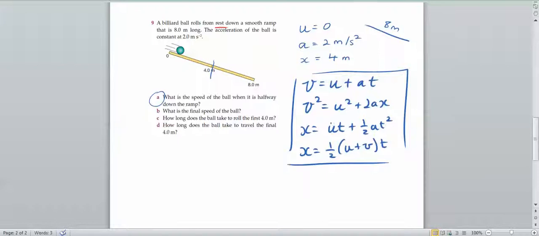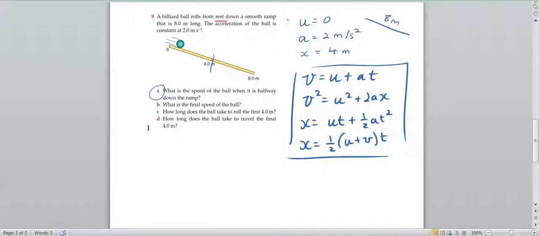Well, what is the speed of the ball when it's halfway? Well, we've got a u, a, and an x. So it's really important that you go ahead and write down what you know straight away. Now, which one of these is going to help us find the speed of the ball when it's halfway? Its initial speed is u, and its final speed for this section is going to be v. So we need to find v. We've got u, a, and x. Pretty easy, isn't it?